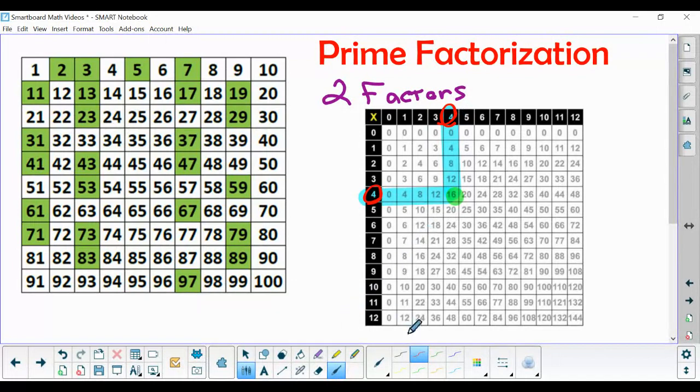Is that the only factor 16 has? No, if you look around, you'll find it somewhere else where you see more factors. Like right there. So that means that 2 and 8 are also factors. Again, factors are two numbers that you multiply to get that number.